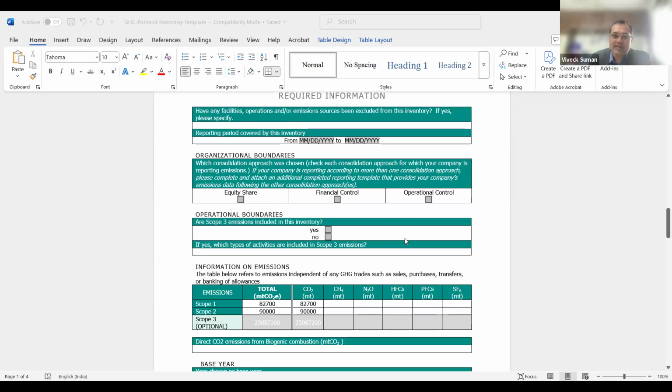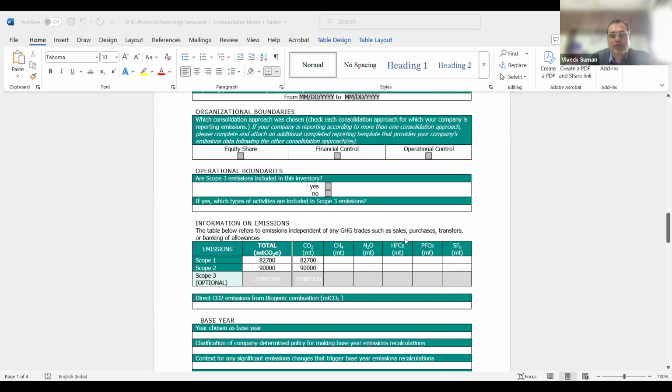Then operational boundary comes in. Scope 1, of course, whatever backend calculation I have done. Bharti, I have not asked you to correct it, but this needs to be corrected. Why? Because it's a metric ton of carbon dioxide equivalent. You cannot put 82, it should be 8.2. That is what that proof of work is required. So you have one more step to cover.